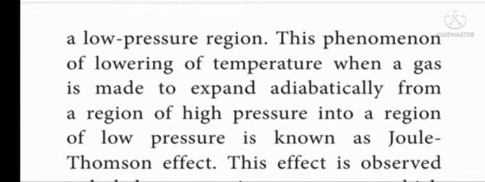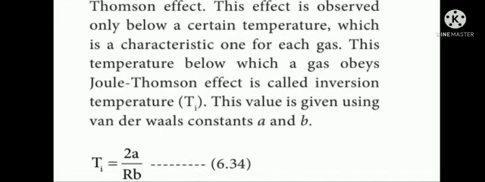Next, let me discuss what is inversion temperature. Here, the Joule-Thomson effect is observed only below a certain temperature, which is characteristic for each gas. This temperature below which a gas obeys the Joule-Thomson effect is called inversion temperature. It is denoted by Ti. This value is given using van der Waals constants a and b. Ti is equal to 2a by Rb. It is given in equation 6.34.